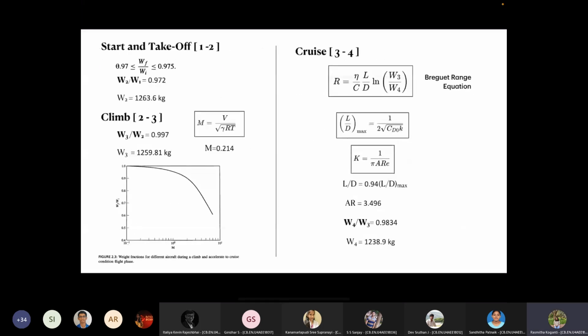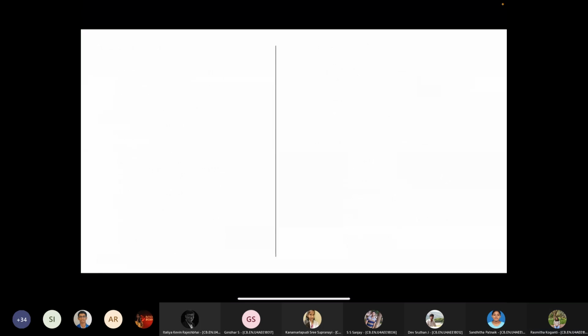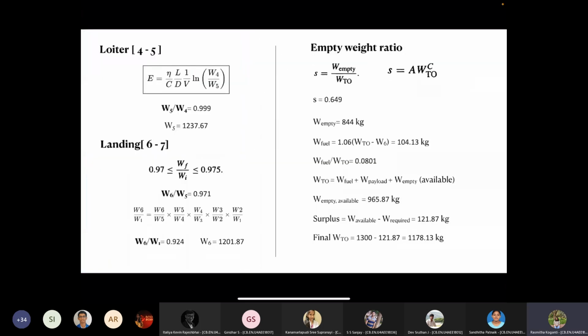For the start and takeoff, we took it directly from Thomas C. Clark. We assumed a ratio of 0.972. For the climb, as the cruise velocity was given, we calculated the Mach number, and from the graph, we got it around 0.997. For the cruise, we used the Breguet range equation, and using the specified terms, we got our weight ratio. We've also calculated the aspect ratio, which was found to be around 3.496. And the loiter from the endurance equation, so we got around 0.999.